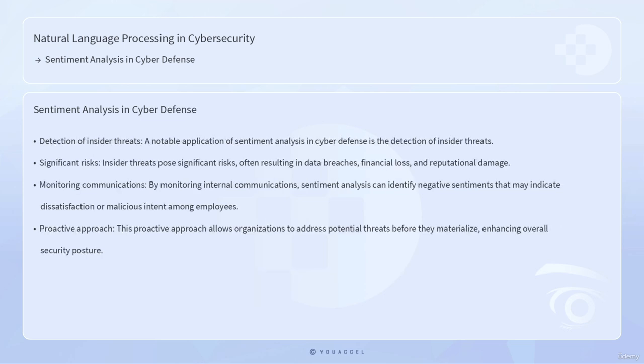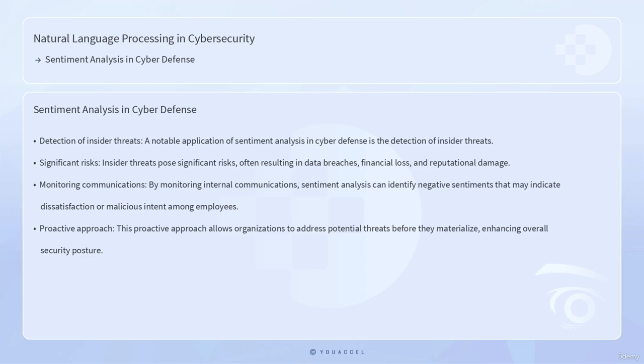A notable application of sentiment analysis in cyber defense is the detection of insider threats. Insider threats pose significant risks, often resulting in data breaches, financial loss, and reputational damage. By monitoring internal communications, sentiment analysis can identify negative sentiments that may indicate dissatisfaction or malicious intent among employees.